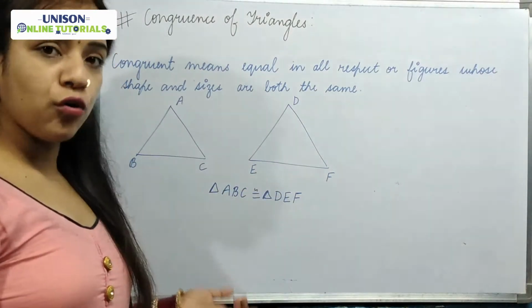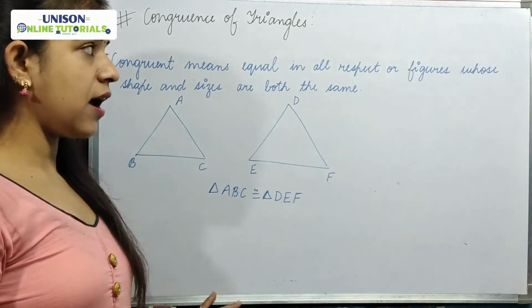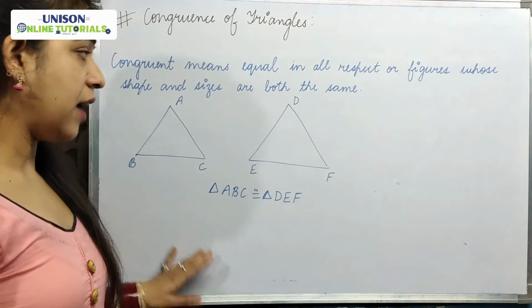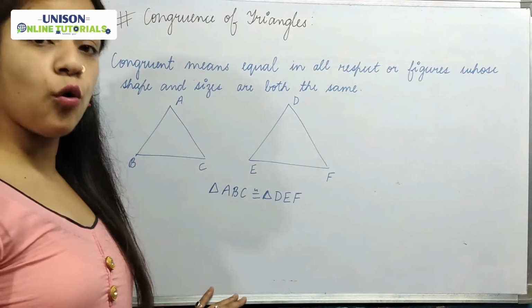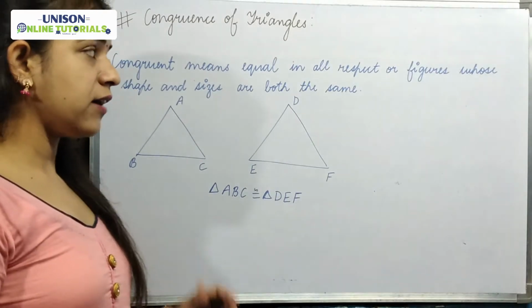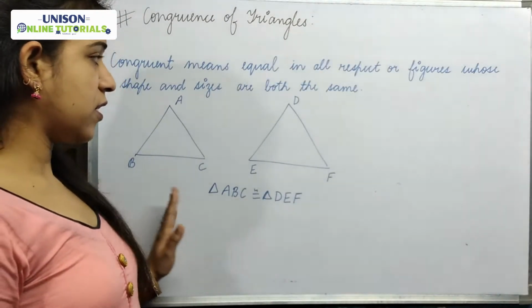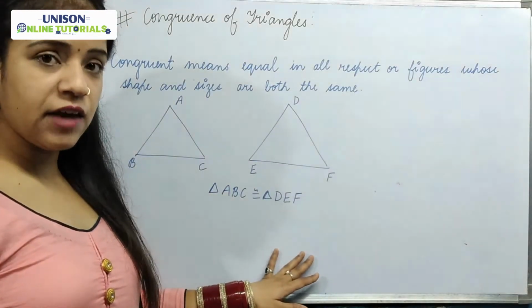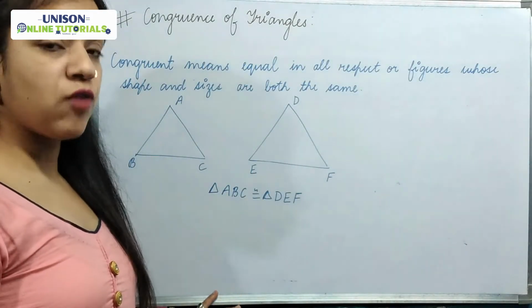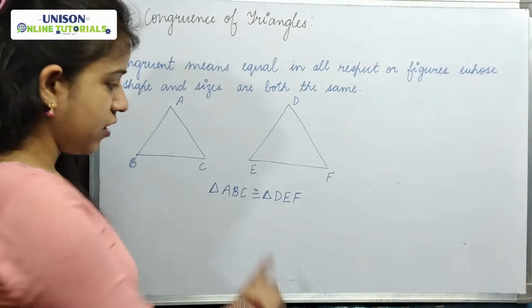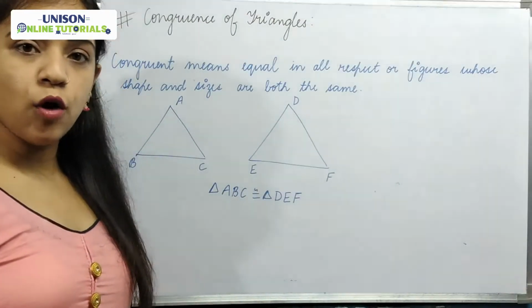If these are congruent triangles, that means they are identical. Their shape and size both are the same and they occupy the same area. In congruent triangles, area is the important thing. In congruent triangles, areas will be the same. So we can say that the area of triangle ABC equals the area of triangle DEF because they are congruent triangles. So triangle ABC is congruent to triangle DEF. This is the symbol for congruency.